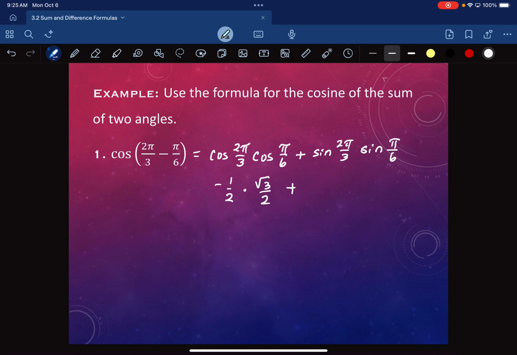Now back over there to the 2 pi over 3 value. What is the sine of 2 pi over 3? That one's square root of 3 over 2. And what is the sine of pi over 6? 1/2.